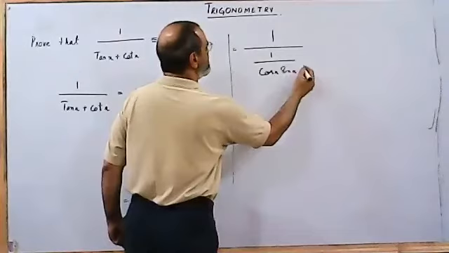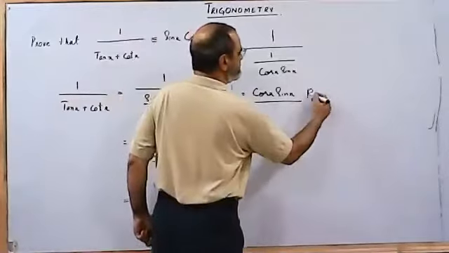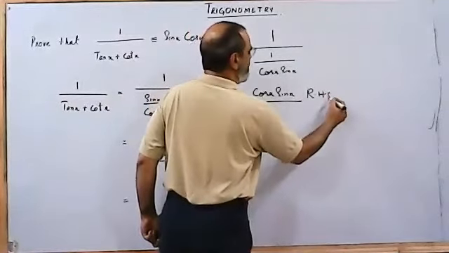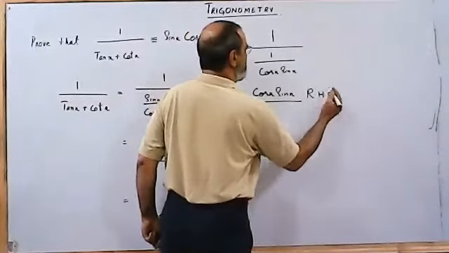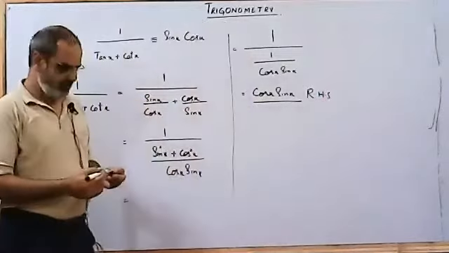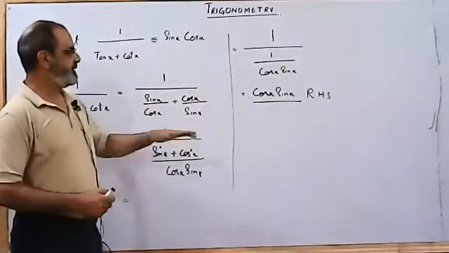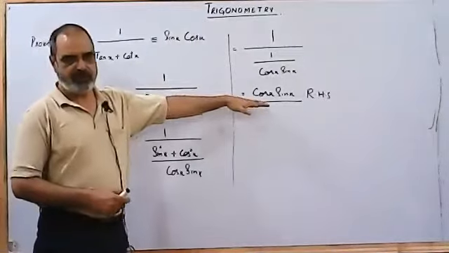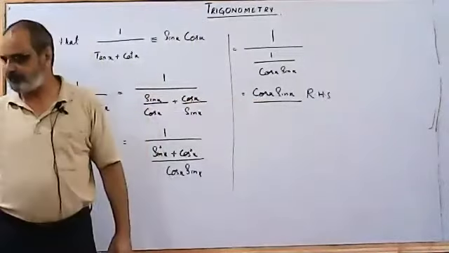If I want to divide by the denominator, I have to multiply by its reciprocal. So it will be equal to cos x into sin x. This is my final answer, equal to the right hand side. RHS means the right hand side. So I have finally arrived at the right hand side, sin x into cos x.